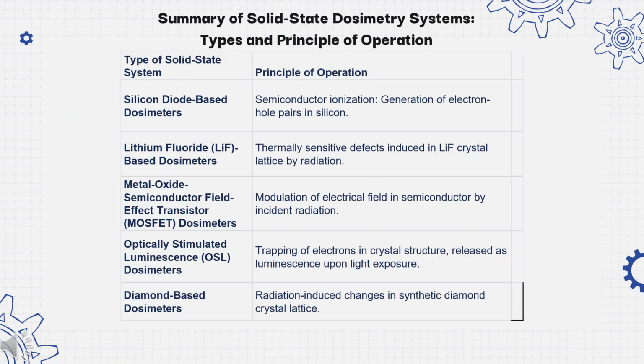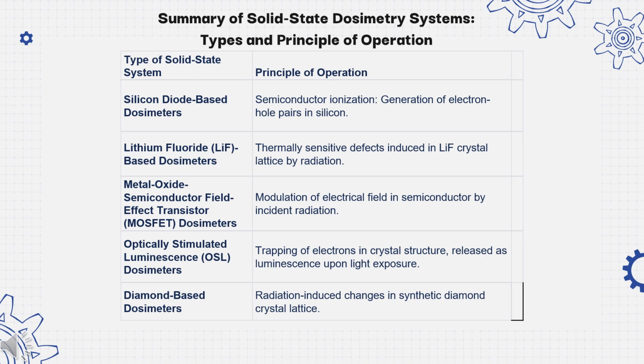We continue with the types of the solid state dosimeter. We see from this table a summary of the solid state dosimetry system types and their principles of operation. The first and the second we talked about on the previous page. But now we're talking about the principle of operation of these two types in depth. The first one, the silicon diode.